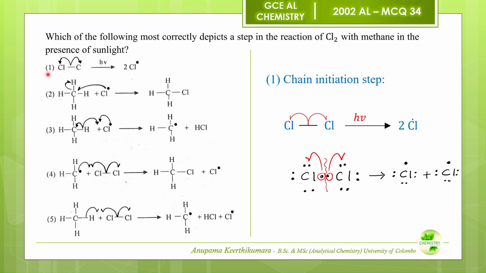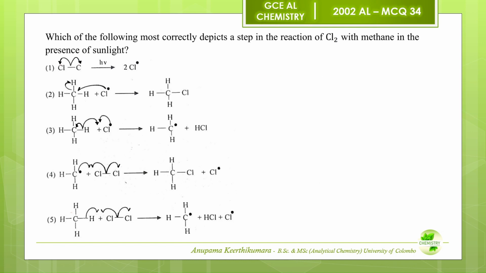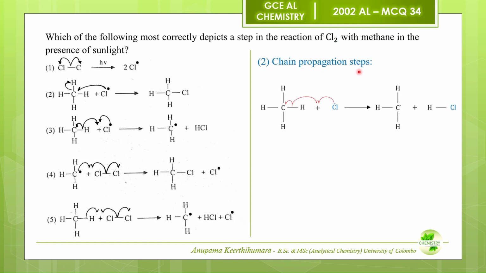Now we will check the first answer. The first answer looks like the chain initiation step, but these arrows are not correct. Therefore, the first answer is not correct. During chain propagation, these methane molecules react with chlorine free radicals. During this reaction, this covalent bond between the carbon atom and the hydrogen atom breaks, and this methane molecule converts to the methyl free radical, and these two atoms together form HCl molecules.